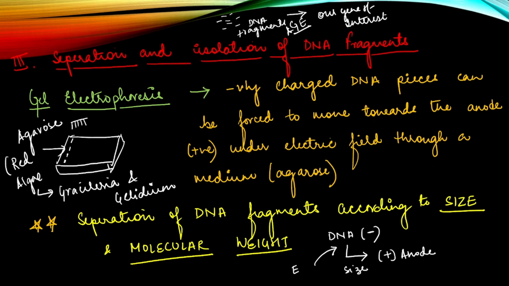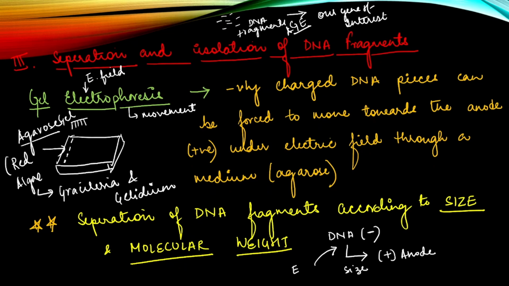Clear? So if you understand gel electrophoresis, gel comes from the word agarose gel. And electrophoresis: electro means electric field, and phoresis means movement. So that means movement in gel under the application of an electric field. We call it gel electrophoresis. Gel means the agarose gel we used for this process. Electro means electric field. Phoresis means movement. That means movement of charged particles in the presence of an electric field in the agarose gel.